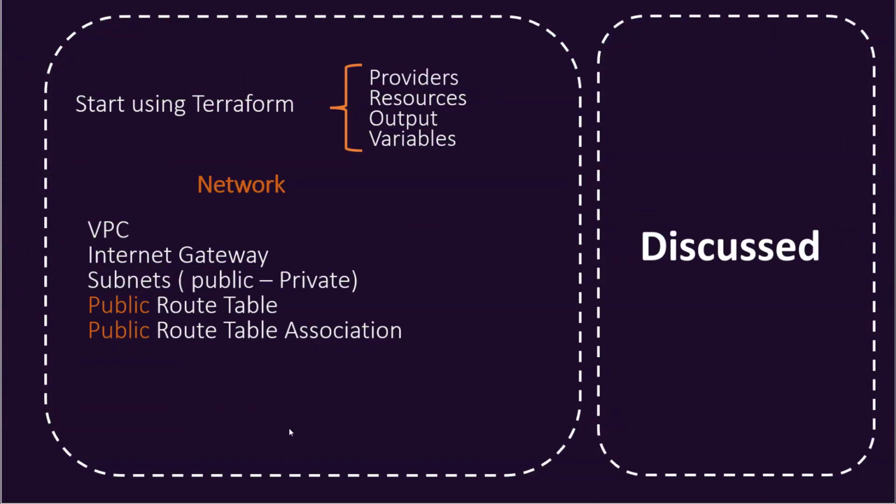Until now, we have spoken about providers, about resources, a little about outputs, and I will speak more about it. Also with resources, I have created a network fundamental with a VPC, with an internet gateway, and public and private subnets. So for the public one, how can it be connected to the internet? We use a public route table and also use route table association to connect the route table and subnets together.